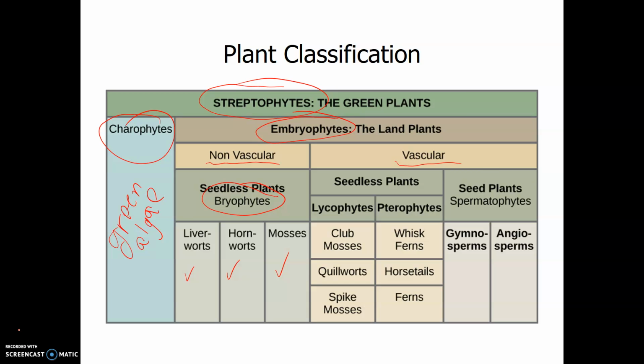This is part 2 of the Chapter 5 lecture on plant diversity. We left off with this chart, but we didn't finish with it. This is a chart that shows you the classification of the land plants, how they're grouped.